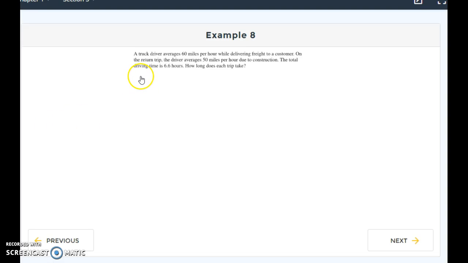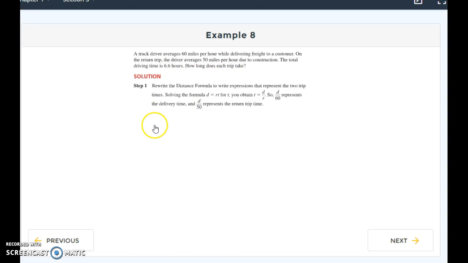Okay, so here's another word problem that we can look at. A truck driver averages 60 miles per hour while delivering freight to a customer. On the return trip, the driver averages 50 miles per hour due to construction. The total driving time is 6.6 hours. How long does each trip take?